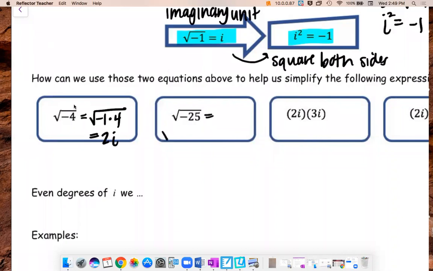Same thing here. I can write this as the square root of negative 1 times 25. The square root of negative 1 is i, and the square root of 25 is 5, so this is just 5i.